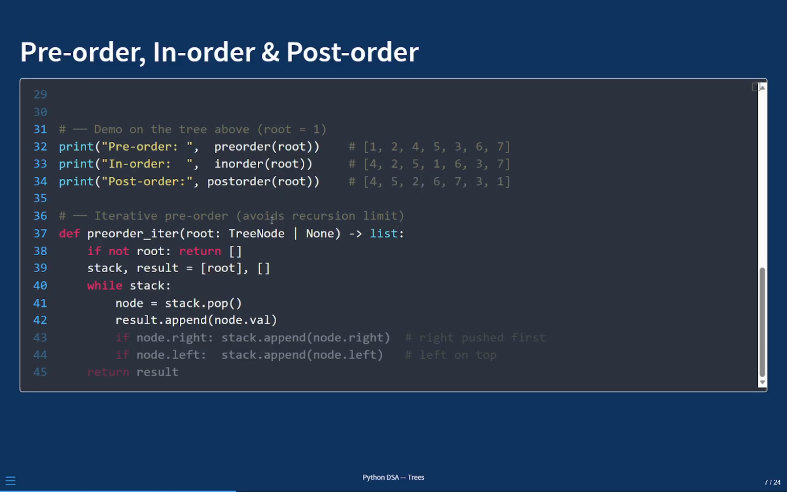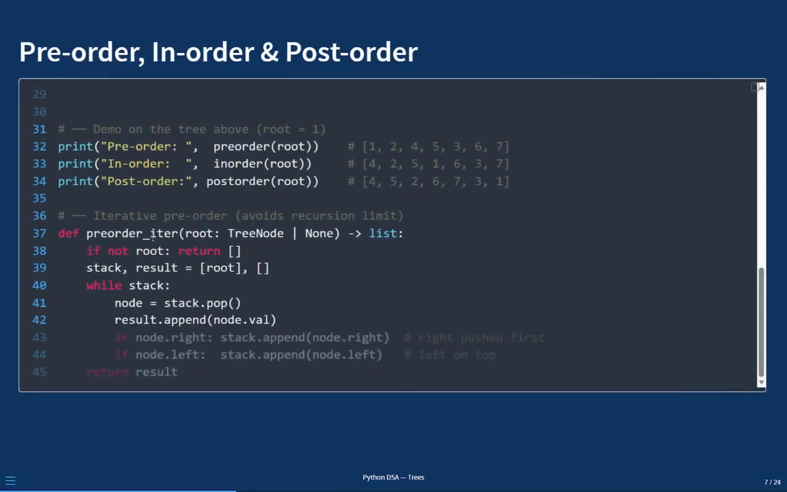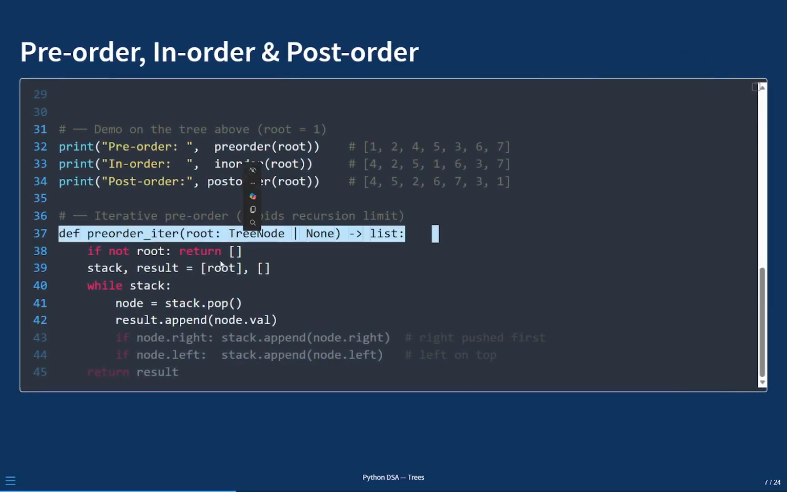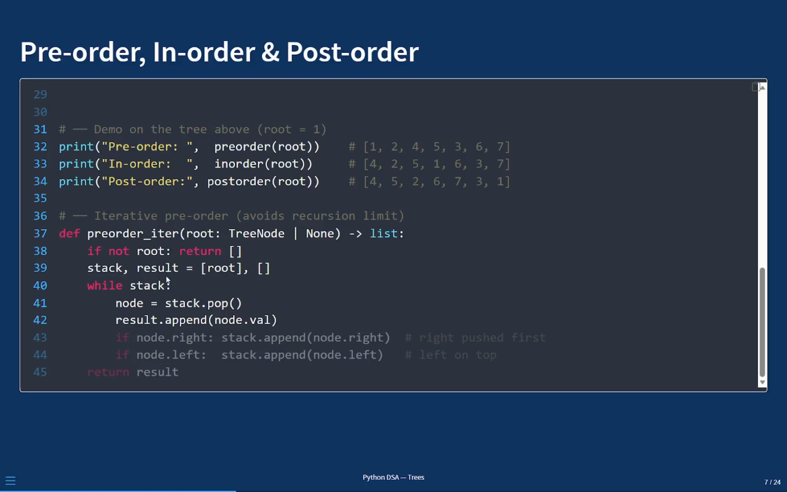Iterative pre-order avoids the call stack entirely, essential for very deep trees that would hit Python's recursion limit. We use an explicit stack. Start with the root, pop a node, append its value, push right child first, then left child. Because a stack is LIFO, left was pushed last, so it gets popped first, maintaining left before right order.